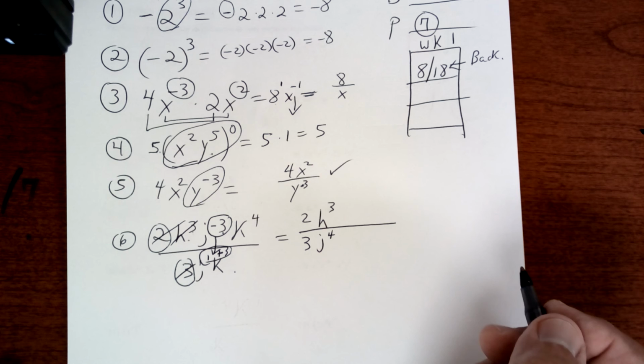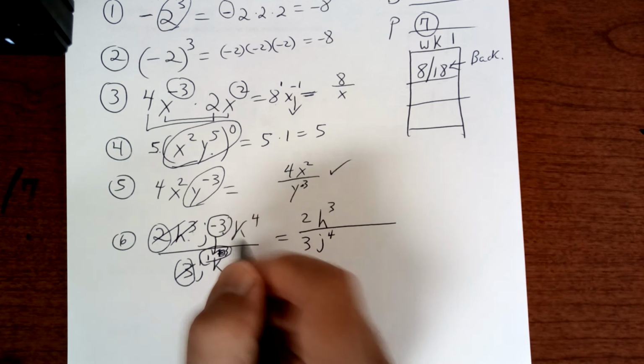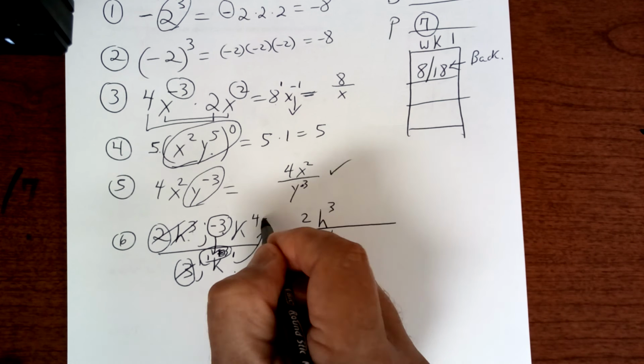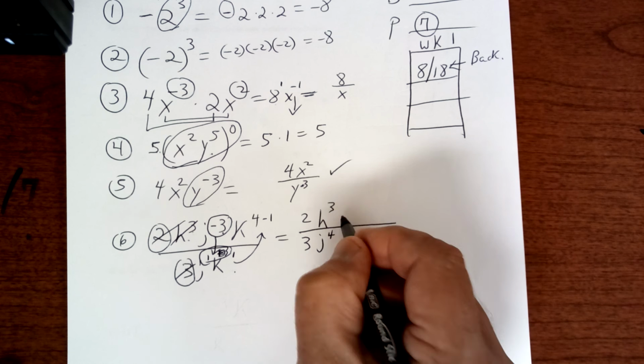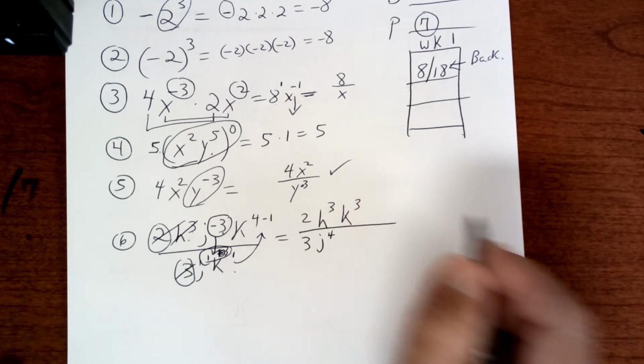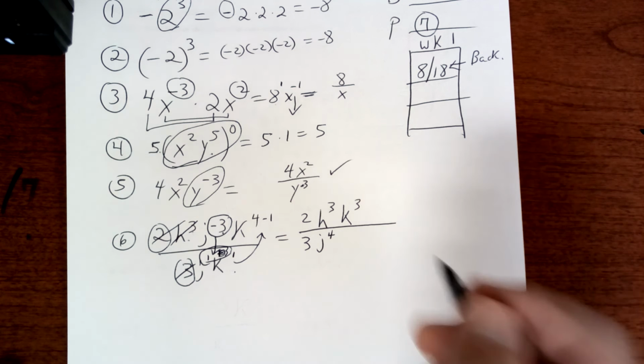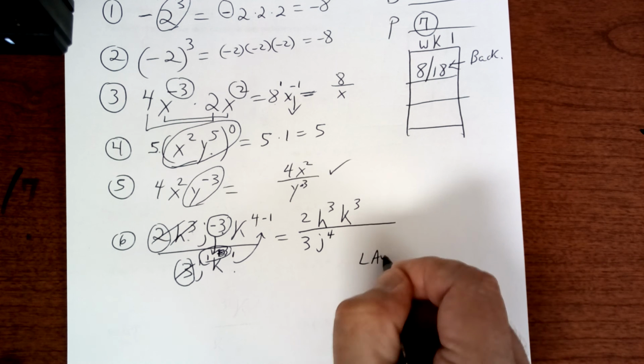The k right here is k to the 1st power. You're going to move that up. It becomes a negative 1, and so you're going to get k to the 3rd power. Okay? There's 4 rules you need to know. So put laws of exponents.